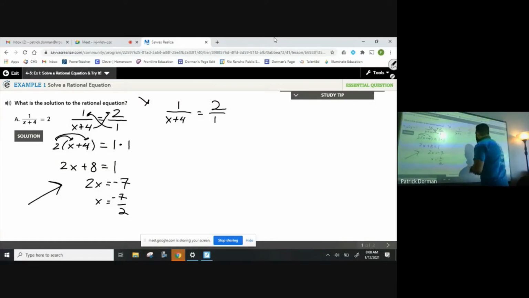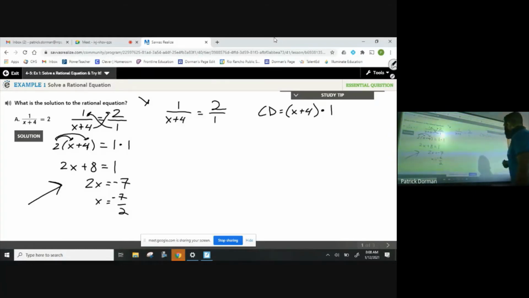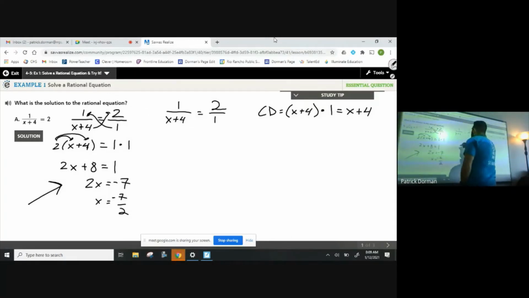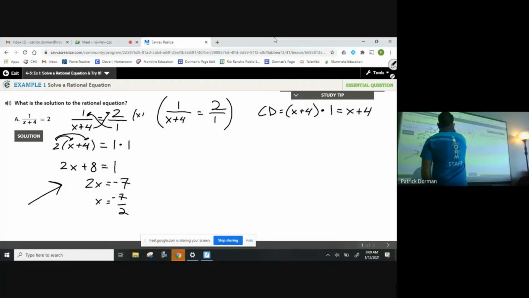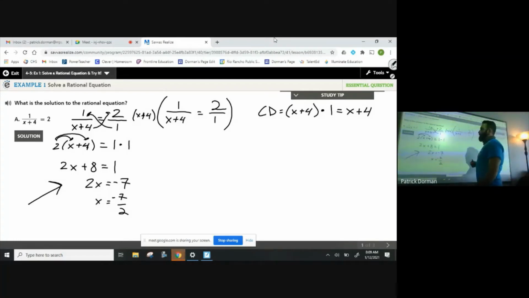Okay. So in this case, and I'm going to call it CD, our common denominator is going to be the product of our denominators. So x plus 4 times 1, which is just x plus 4. All right, now the trick here is if I multiply the entire equation by x plus 4, both of my denominators will wind up canceling out, and I'll have a nice, easy linear equation.